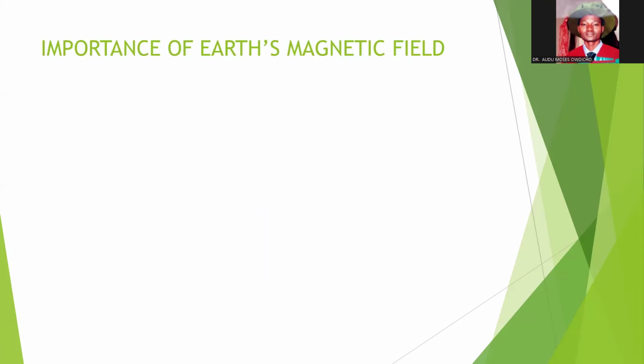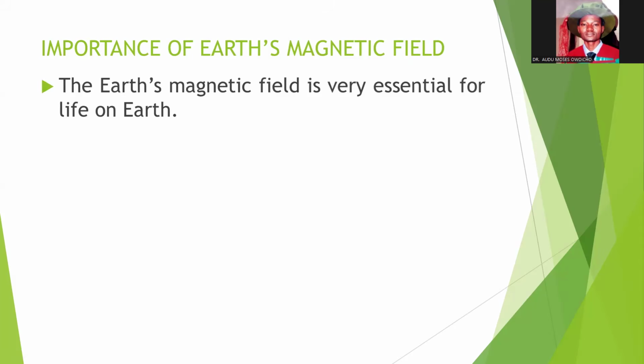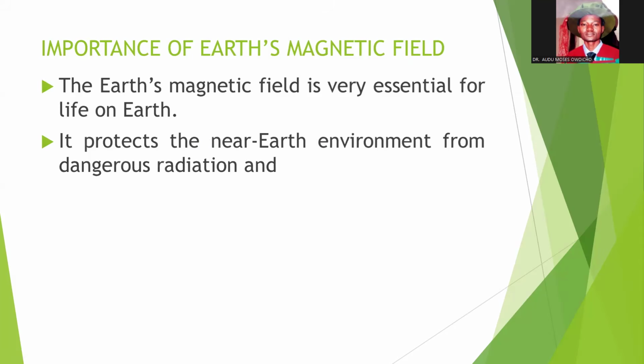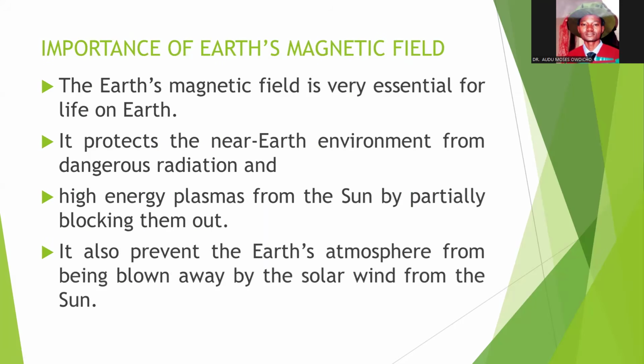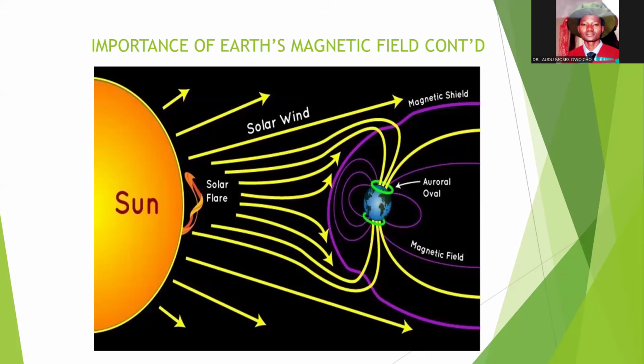The Earth's magnetic field is very important, very essential for life on Earth. It protects the near-Earth environment from dangerous radiation and high-energy plasma from the sun by partially blocking them out. It also prevents the Earth's atmosphere from being blown away by the solar wind from the sun. This is the sun. This is our planet Earth. The sun releases solar flares and solar wind towards the direction of the Earth.